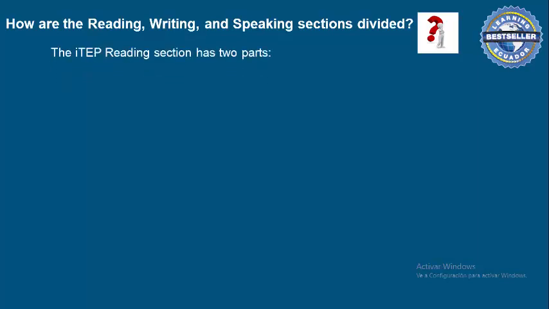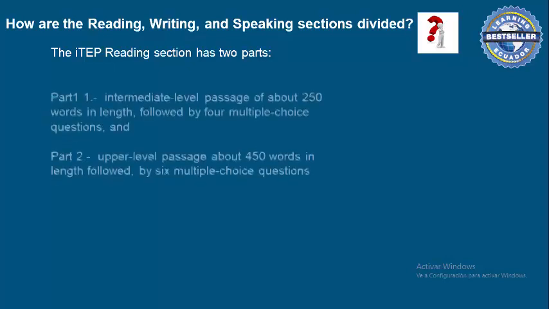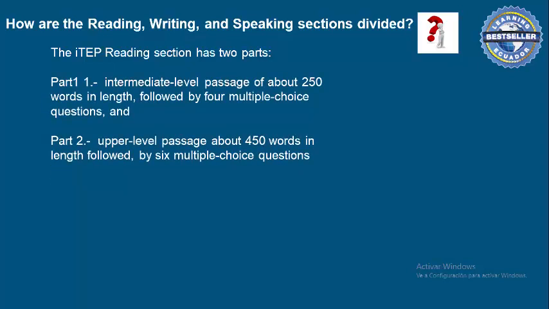How are the reading, writing, and speaking sections divided? And let's begin with reading. The ITEP reading section has 2 parts. In part 1, we have an intermediate level passage of about 250 words in length, followed by 4 multiple choice questions. In part 2, we have an upper level passage, about 450 words in length, followed by 6 multiple choice questions.